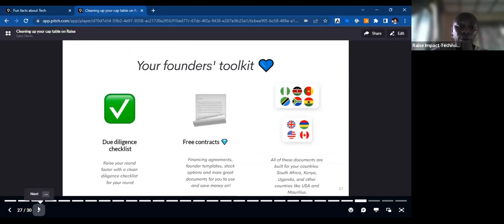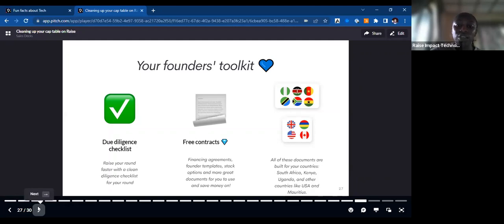Now, one other thing that we've been able to do is we've put together a Founders Toolkit. Basically, what this Founders Toolkit does is, firstly, it helps you to raise your round faster by providing you with a clean diligence checklist for your round, meaning a checklist that will give you information on all the things you need to do before you go into negotiations with investors. You also have access to free contracts, so details like financing agreements, founder templates, stock options, and more great documents for you to use and save money on. So you can think of it as a founder's toolkit that basically helps you to prepare for your fundraising.